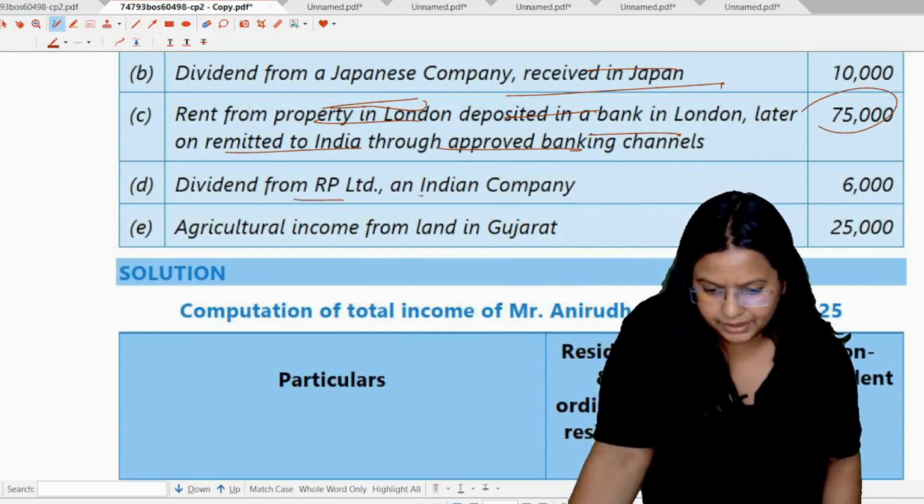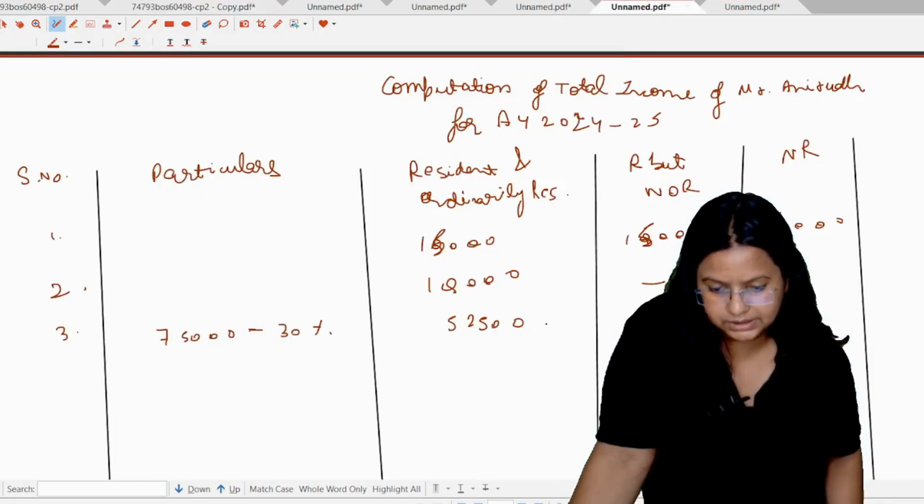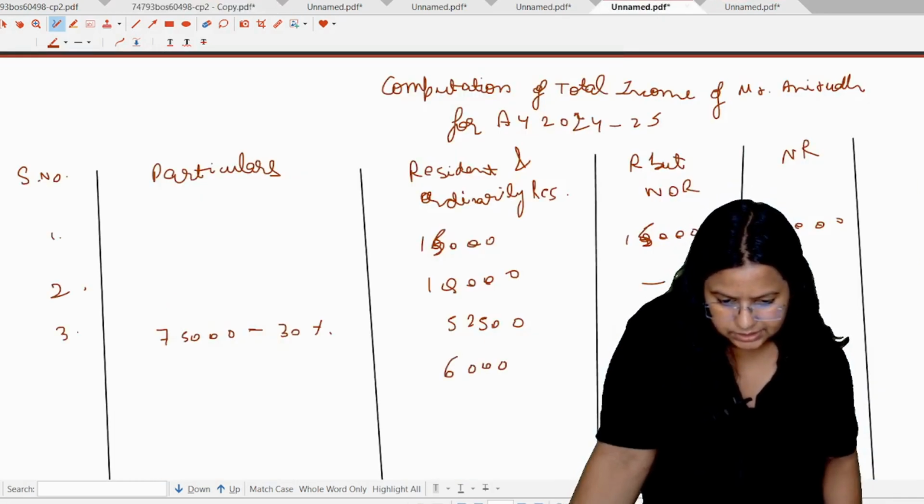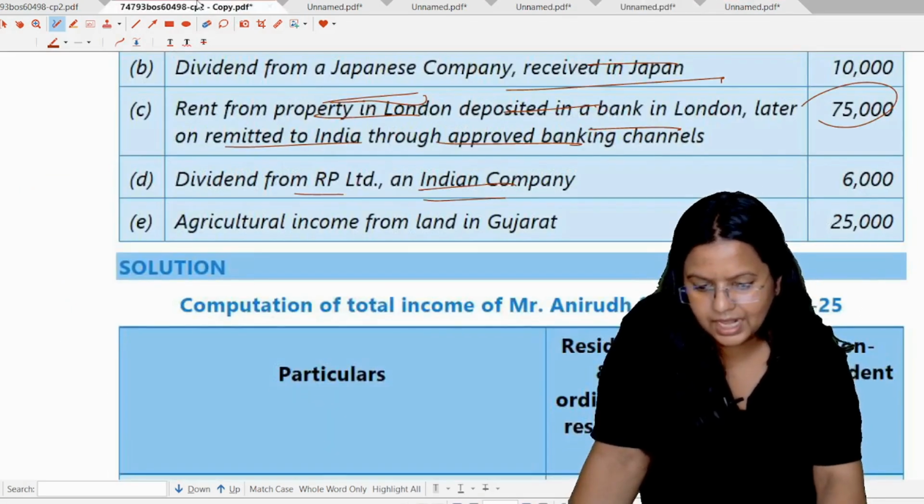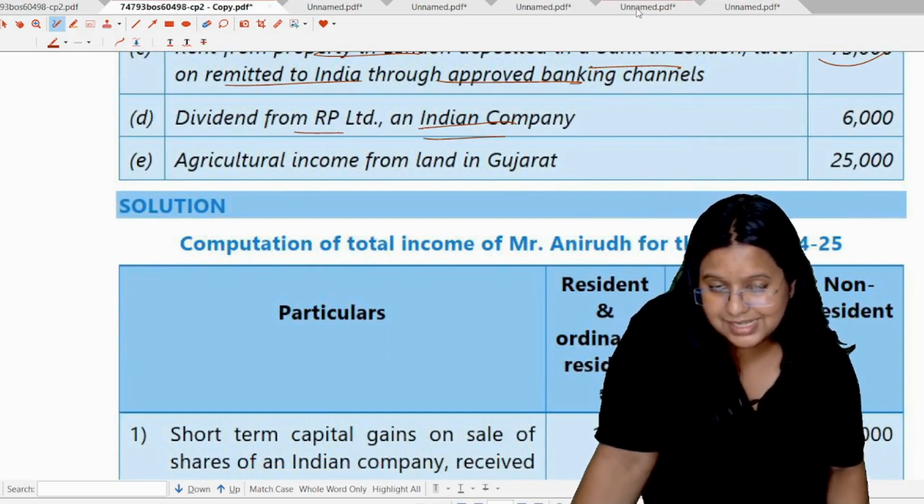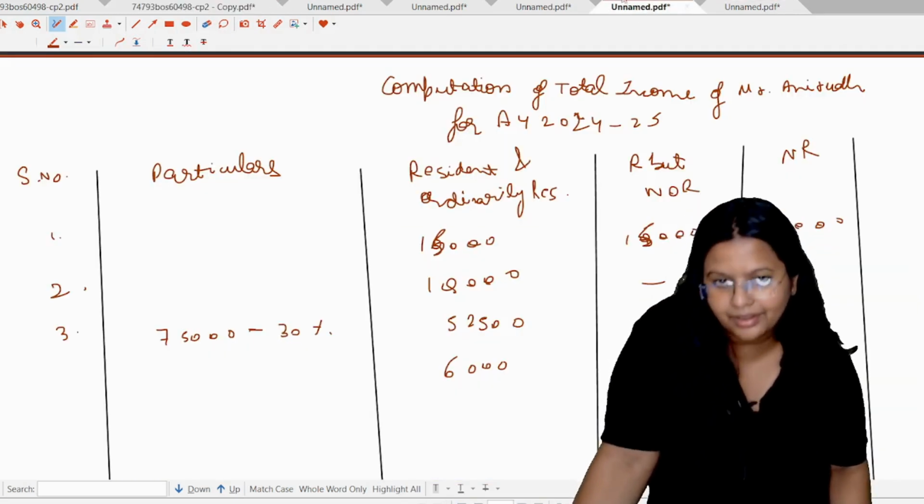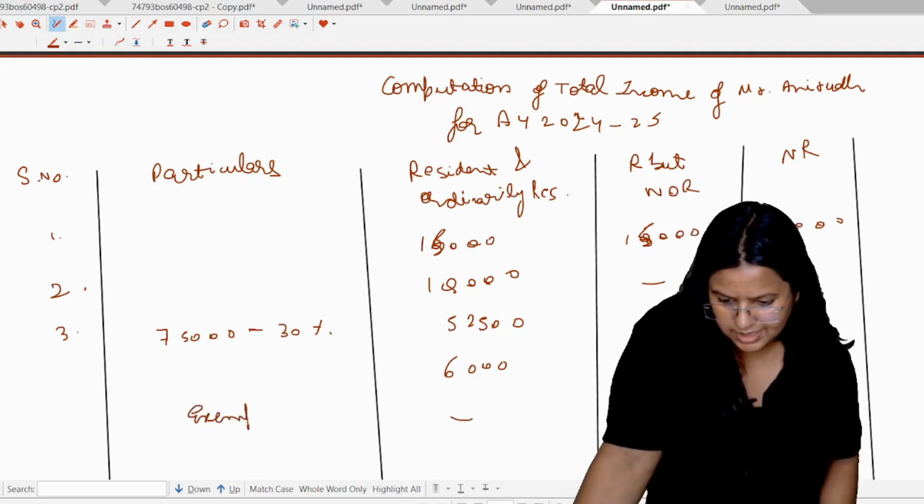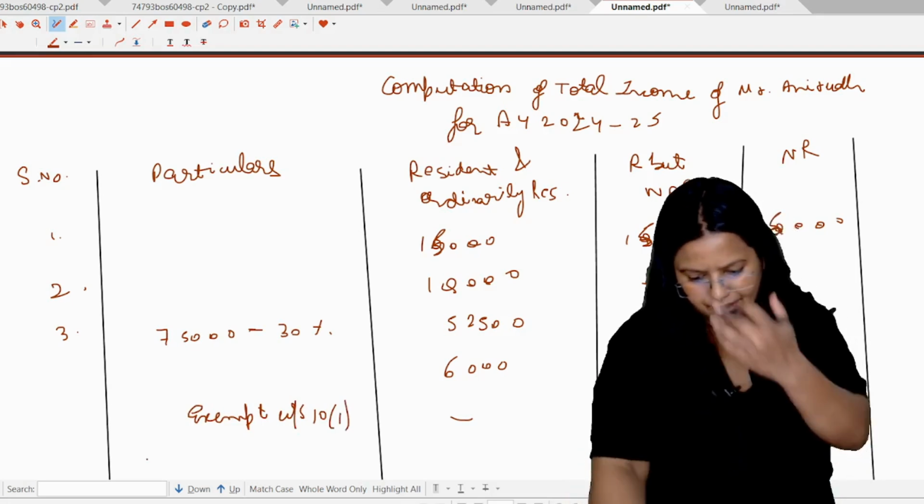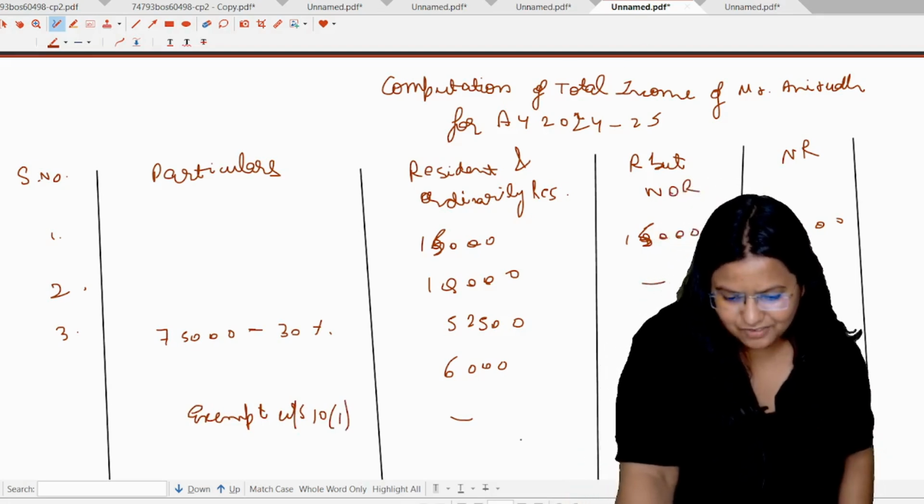Dividends from RP Limited, an Indian company, are obviously taxable for all the persons. 6,000, 6,000 and 6,000. Agricultural income from land in Gujarat. It is an exempt income now, so not taxable for anyone. But you have to write it down because it is exempt under section 10, clause 1 of the Income Tax Act 1961. With this, we have covered our question.